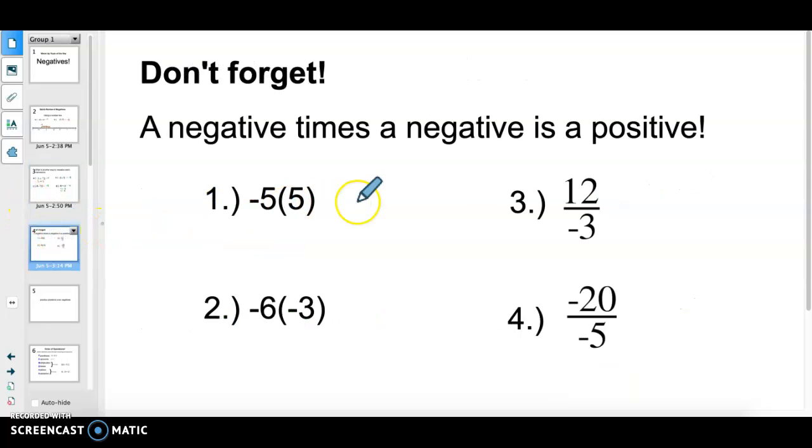And then quick review, hopefully you know that if you do a negative times a positive, you get a negative number. And if you do a negative times a negative, you're going to get a positive number. Same thing with division. If you do a positive divided by a negative or a negative divided by a positive, you're going to get a negative value. So one positive, one negative is a negative. And if you have a negative divided by a negative, you're going to get a positive. So negative times a negative is a positive, and the same thing with a negative divided by a negative is a positive.